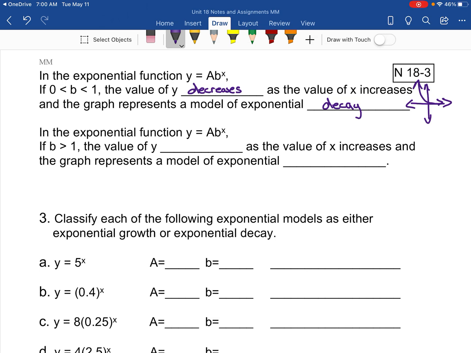The converse of that is in the exponential function y equals ab to the x. If b is greater than 1, the value of y increases as the value of x increases. And the graph represents a model of exponential growth. It is growing.